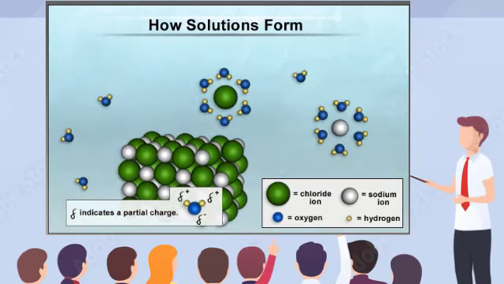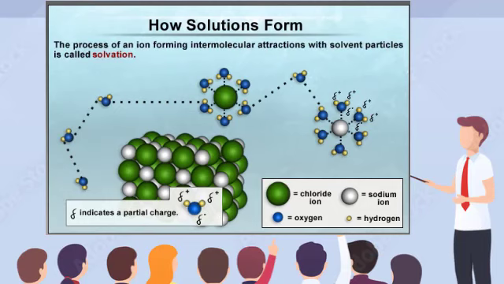As the ions enter the solution, intermolecular attractions between water molecules are broken, providing room for the ions within the solvent. Once the ions are in solution, intermolecular attractions form among the ions and the water molecules in a process called solvation. When water is the solvent, as in this example, the process of solvation is called hydration.